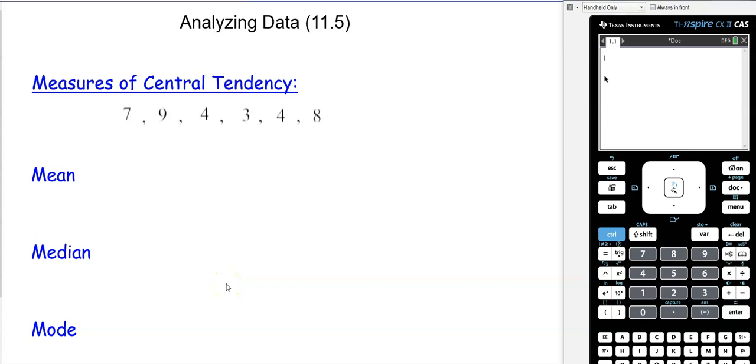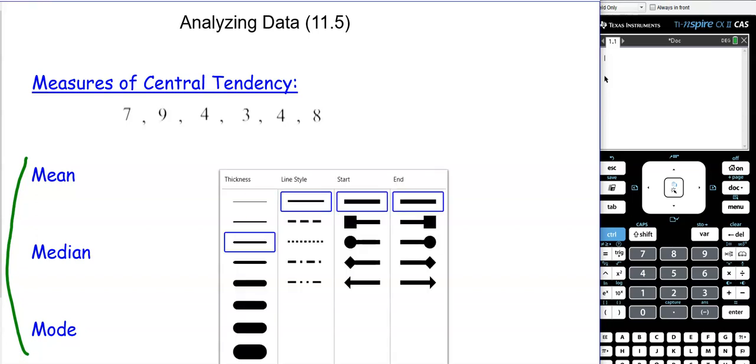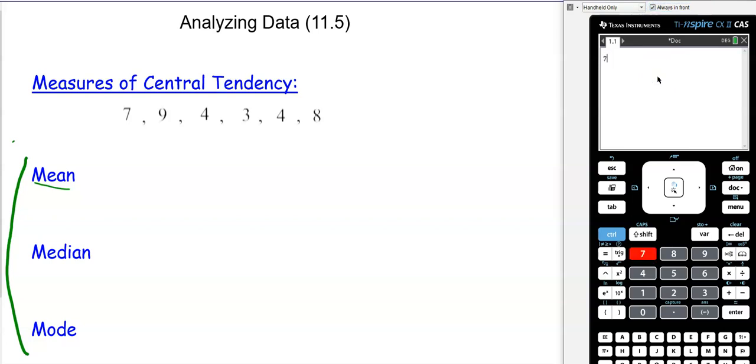Okay, so these three things are called measures of central tendency. So the mean, median, and the mode. You're probably somewhat familiar with these. The mean, I think you know how to find. You're going to add up the numbers: 7 plus 9 plus 4 plus 3 plus 4 plus 8. Divide by the number of terms. I think there's 6 of them. I'm going to put a decimal point, so I get a decimal. And we get a mean of 5.83 repeating.